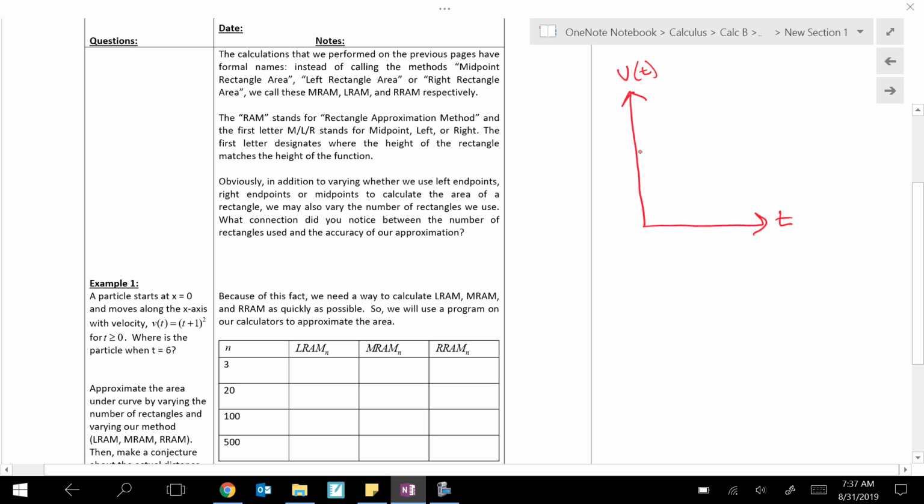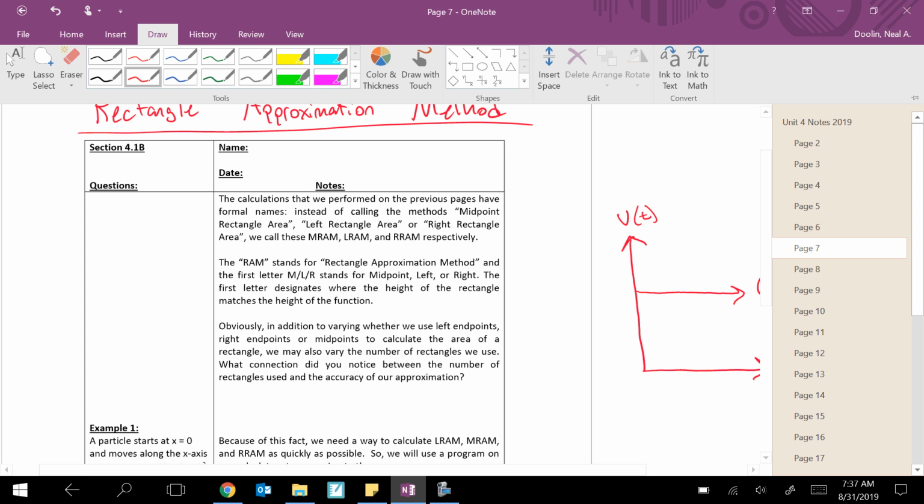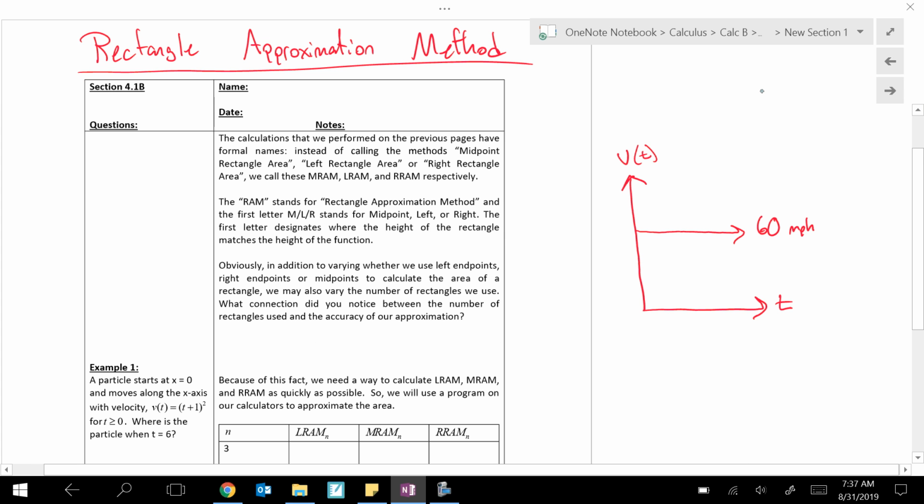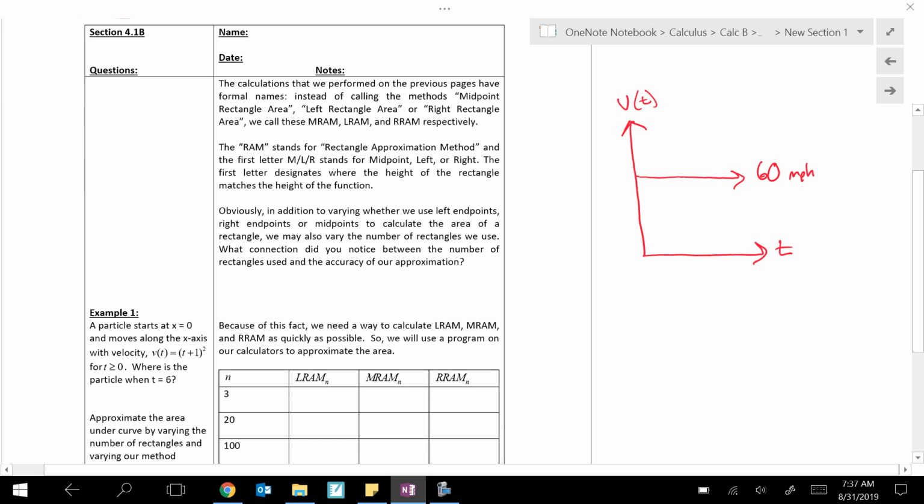So let's just talk about something super basic. Let's say we had an object, maybe it's your car, and you're driving down the highway, and you set the cruise control at a constant, I don't care, 60 miles per hour. So you're not speeding up, you're not slowing down. That's why my graph isn't going up or down. And then we would have you find the area underneath that graph for a certain amount of time.